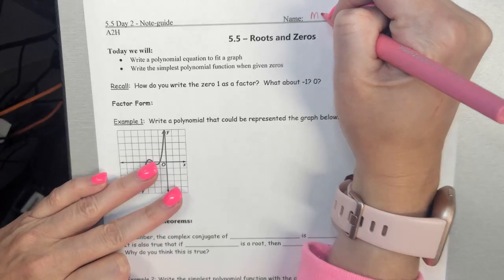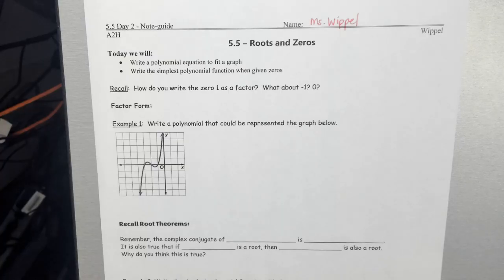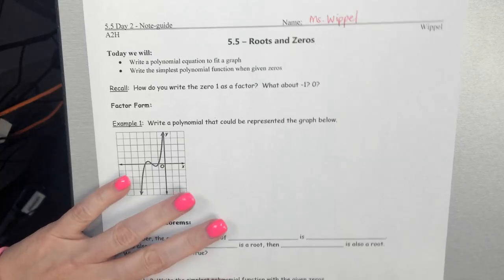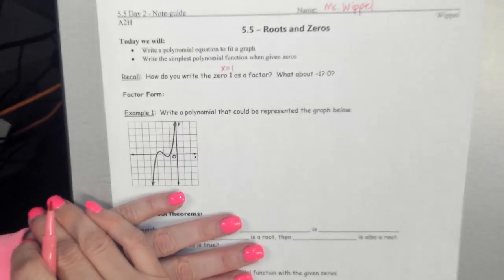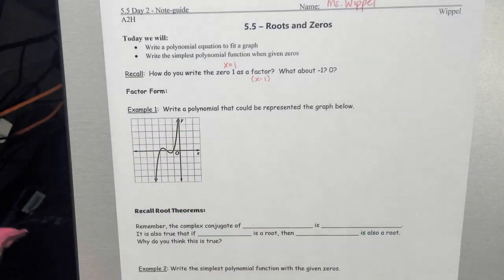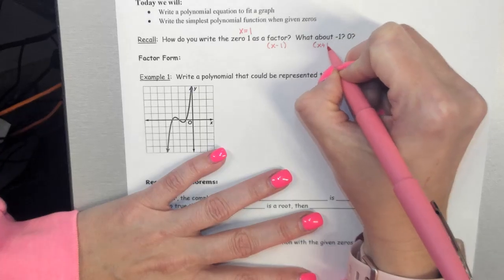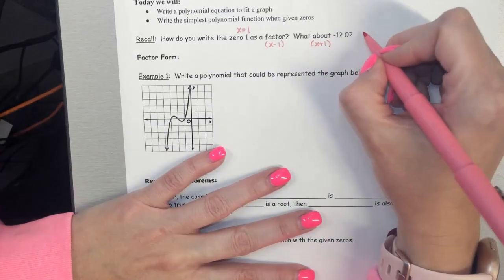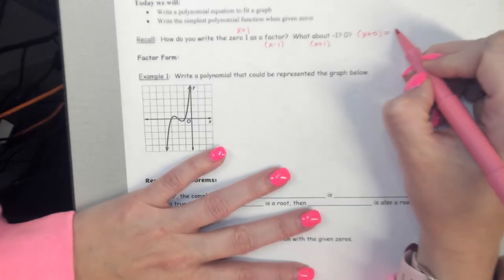So the first thing we want to look at is this recall. How do you write the zero, 1 as a factor? So if you have x is equal to 1, how would you write that in a factor? Remember, it's x minus 1, because if you set that equal to 0, that's when you would get x is 1. What if you had negative 1? What would your factor look like? X plus 1. Okay, and if you had 0, you could say x plus 0 or x minus 0, but doesn't that just simplify to x?